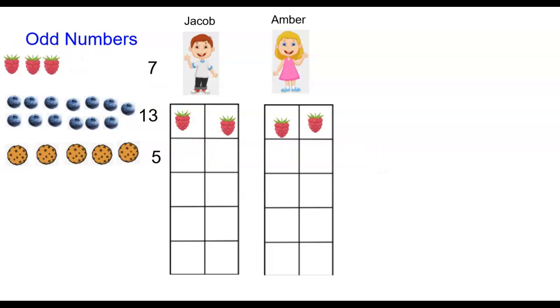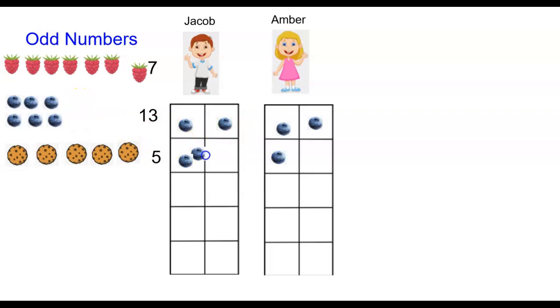Let's put the raspberries back and try the blueberries. There are 13 blueberries. So if we give 1 to Jacob and 1 to Amber, and we split these blueberries into 2, let's see if they are even or odd. So they each have 5. Now they each have 6, and there's 1 left over. So if we gave it to Jacob, he would have more than Amber. So 13 is not an even number. It's not equal.